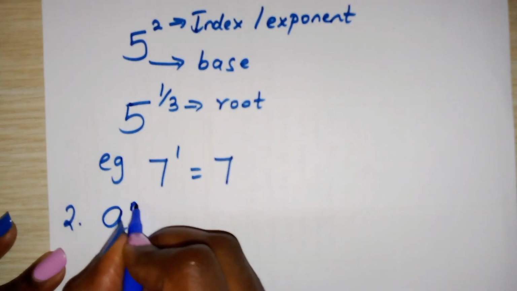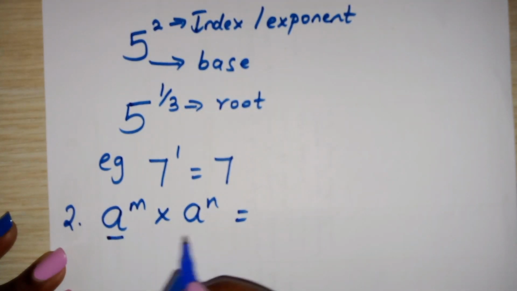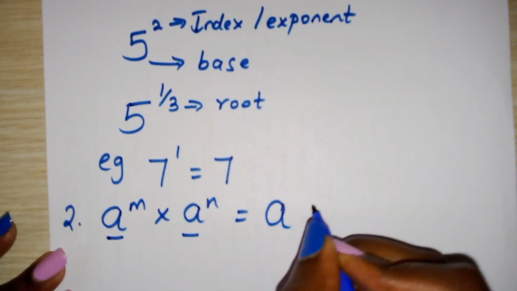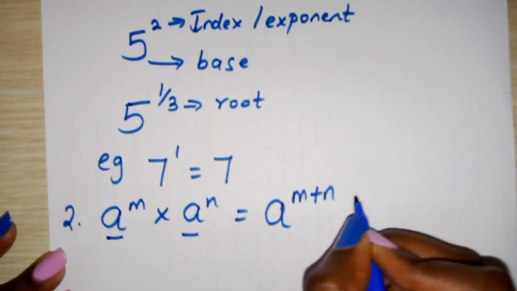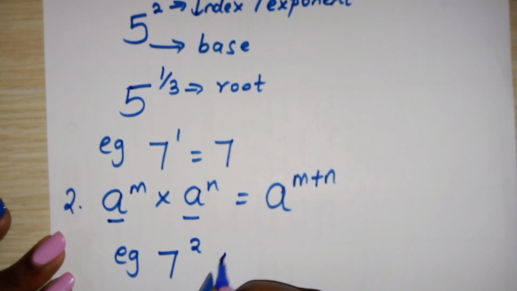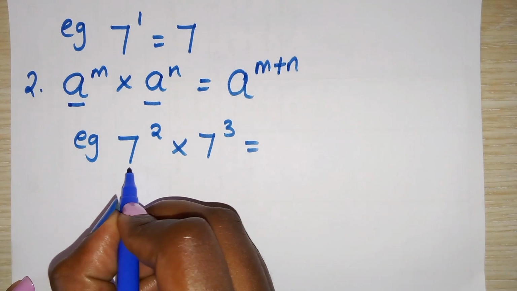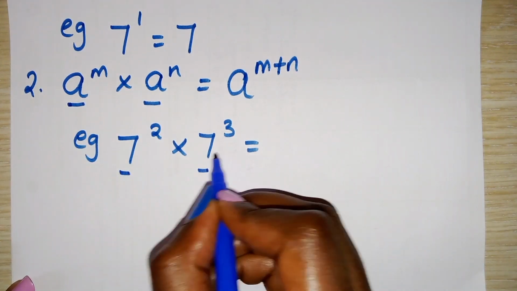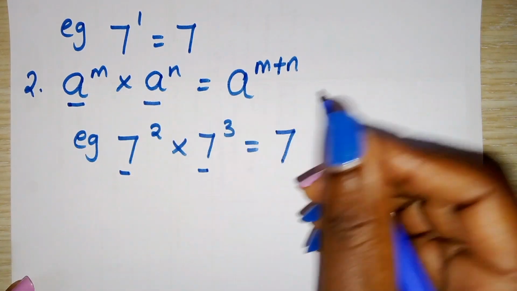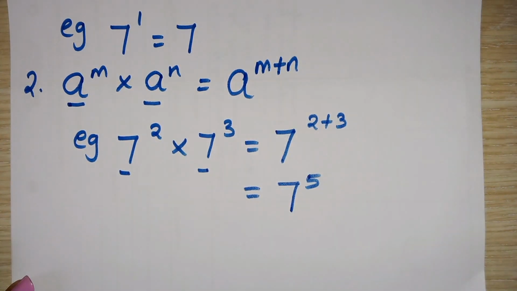Okay, number 2, we have a^m times a^n. When the base is the same, you just take the powers. When it's a multiplication, you add the powers, so it's going to be m plus n. Example: 7 power 2 times 7 power 3. Once again, the base is 7, so you say 7, and then when it's a multiplication, you add the powers. So 2 plus 3, which is 7 power 5.